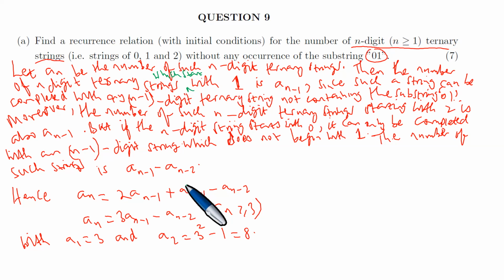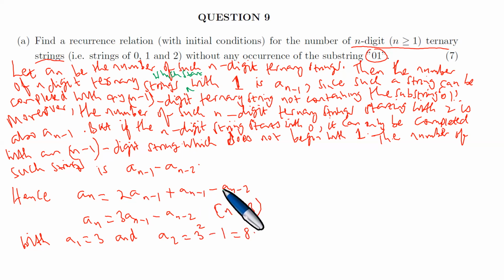Now, this a_{n-1}, there are two of them: the strings that start with 1 and the strings that start with 2. Why do you extend? You put the rest of the digits so that you have an n-digit string. We are dealing with n-digit ternary strings. Having 1, how many digits do you add to make sure you have n digits? You must add n minus 1. So this one is for those strings that start with 1, those that start with 2, and this one is for those that start with 0.